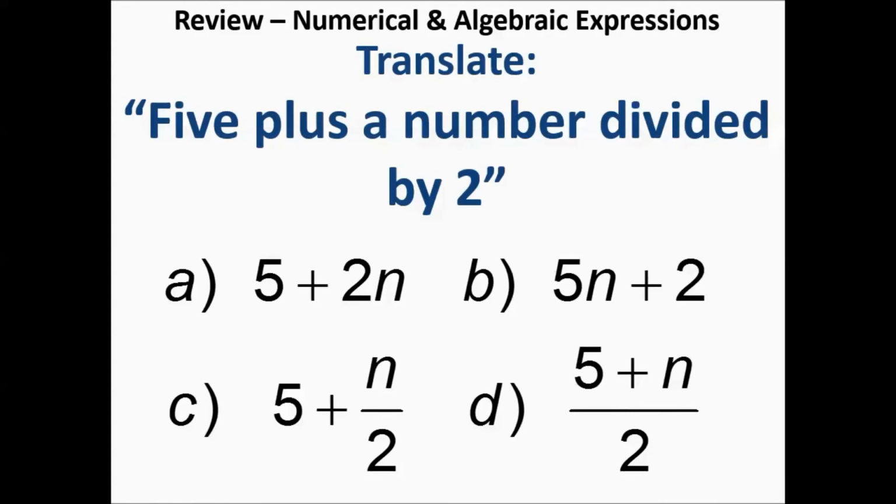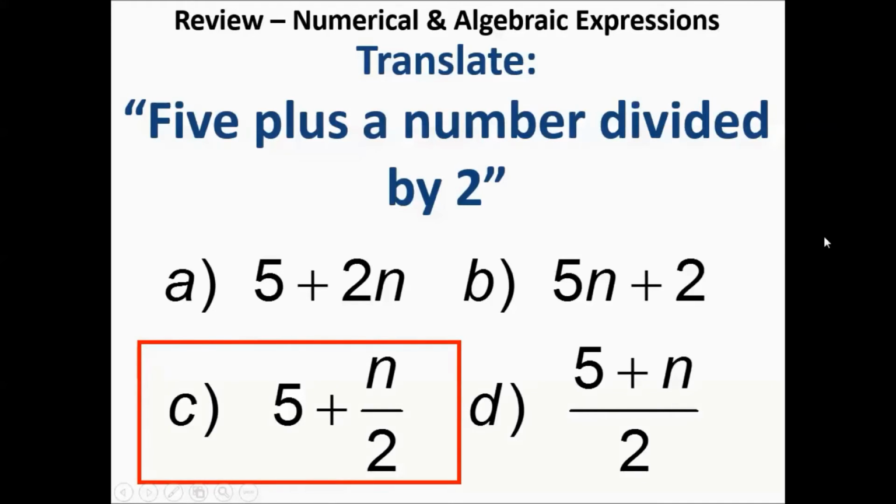5 plus a number divided by 2. This one can get confusing. There's no comma in here, so it's 5 plus a number divided by 2. So that means it's going to have to be choice C.